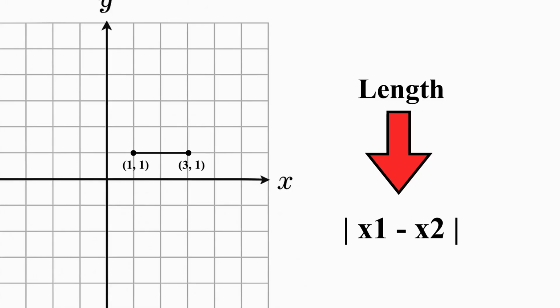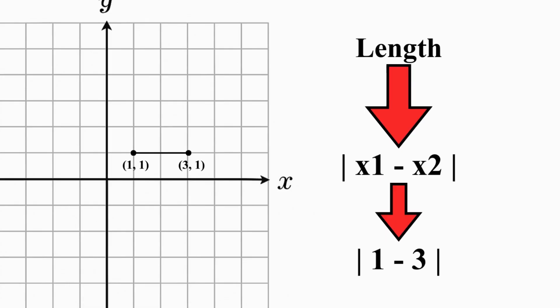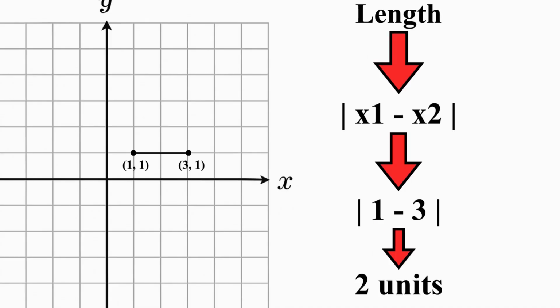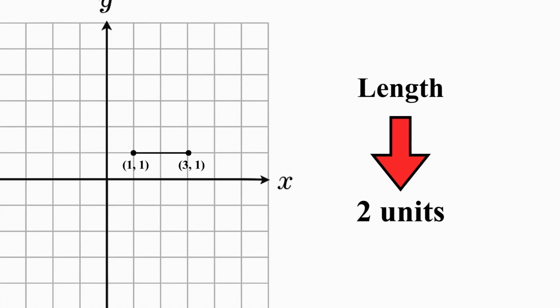For example, if the first point is (1, 1) and the second point is (3, 1), we can plug this into our handy dandy formula and we get the absolute value of 1 minus 3. From there, we can simplify: 1 minus 3 is negative 2, and the absolute value of negative 2 is 2. So our length is 2 units. And if we count on the coordinate plane, we can see that it's exactly 2 units.